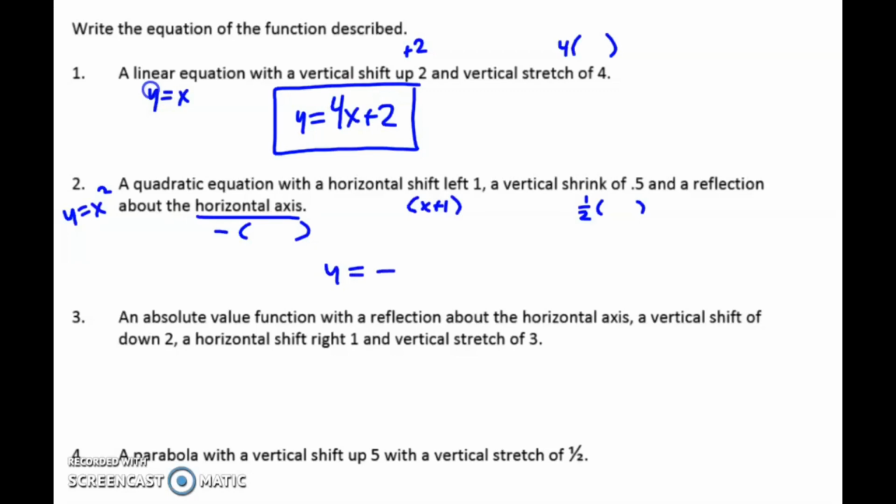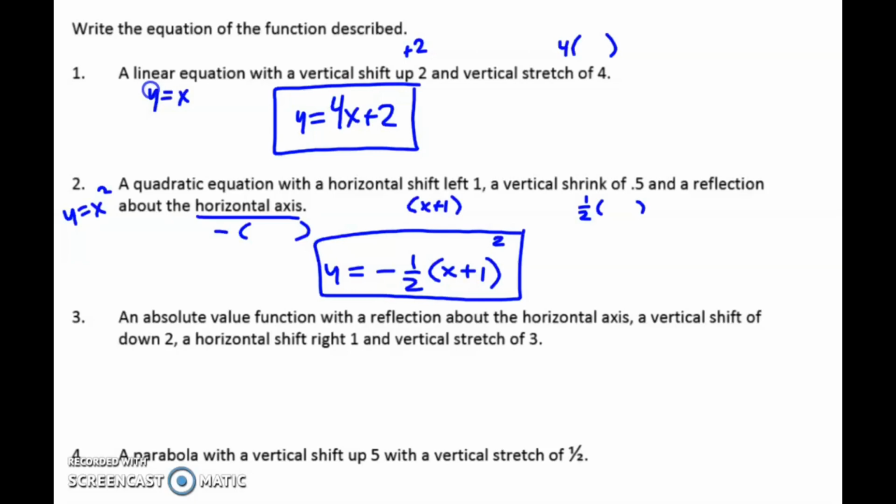That's going to be your horizontal. First thing you're going to see. Then put your value of a, your vertical stretch. In this case, it's going to be 1/2, or you can do 0.5, doesn't matter. It's left 1, so I have to have an x plus 1 in parentheses, and because it's a quadratic, this has to be squared. If you don't put that squared on there, it's linear, completely wrong based on this description.